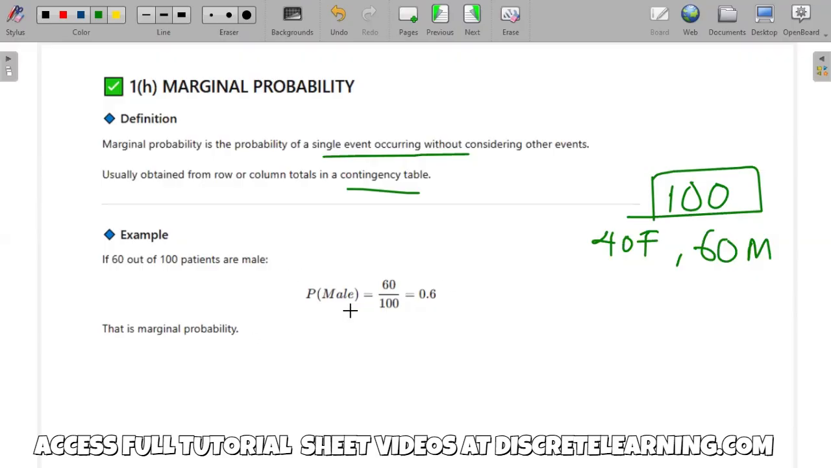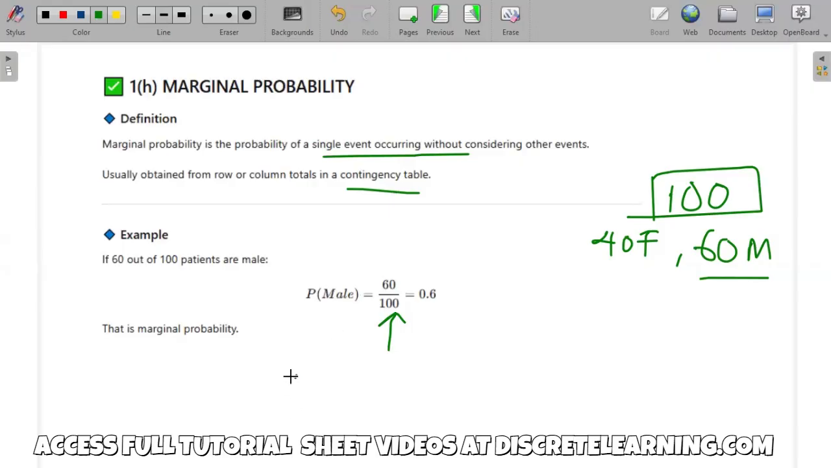This is what I was showing here. So the probability of male would just be the total males divided by the total. It doesn't matter if I know anything about the rest of the 40, whether they're female or not. As long as I know how many males there are, I'll be able to calculate the probability of the male. So this is what we mean: the marginal probability is the probability of a single event occurring without considering the other event. The other event here would be the females, but we are not even considering the females, and we are still able to get the probability of the males.